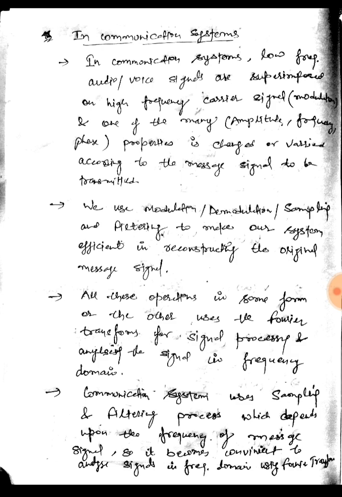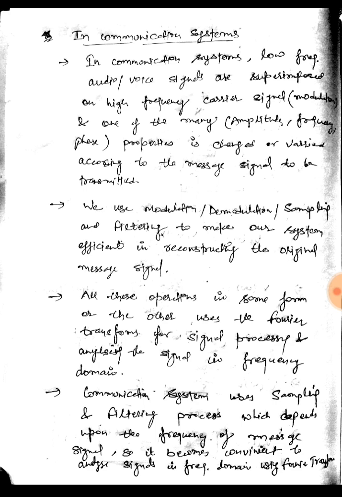Then the second is in communication systems. You have already seen sampling, modulation and demodulation, in which we use filters at the receivers, which also use Fourier transforms to define the cutoff frequencies and band frequencies. In a communication system, low frequency audio signals, voice signals, are superimposed on a high frequency carrier signal, which is called modulation. One of the properties like amplitude, frequency or phase is changed or varied according to the message signal that we need to transmit.